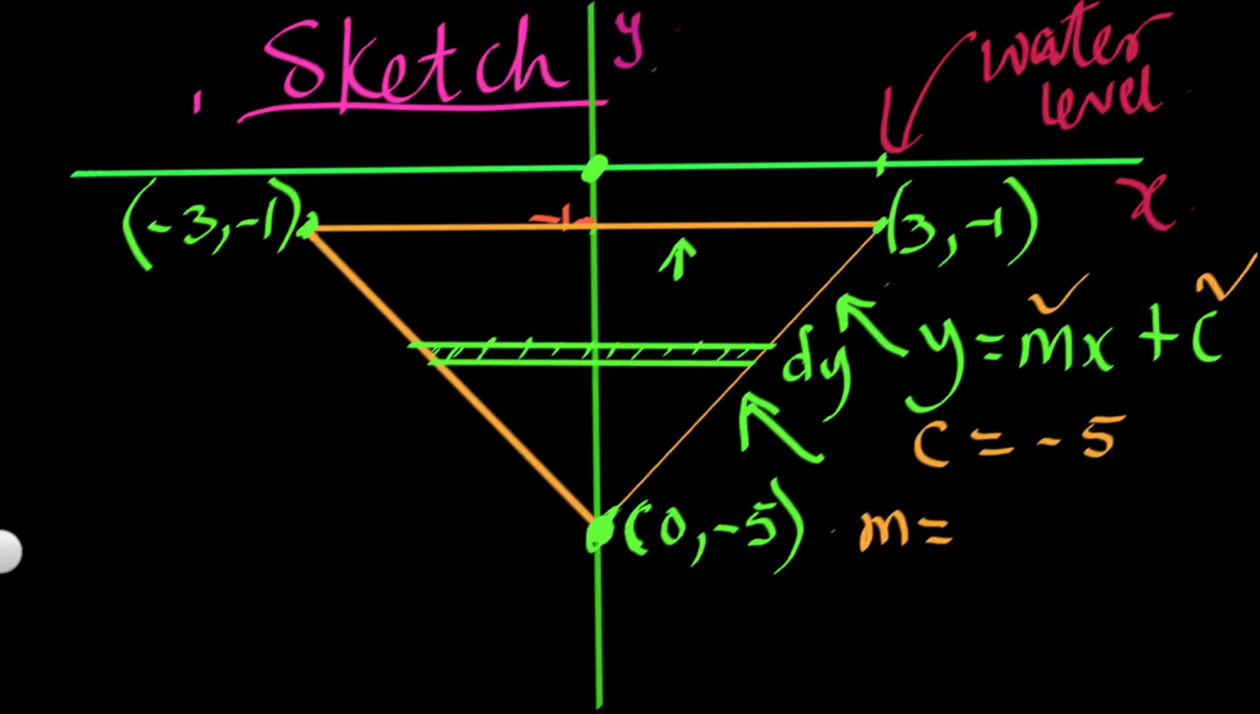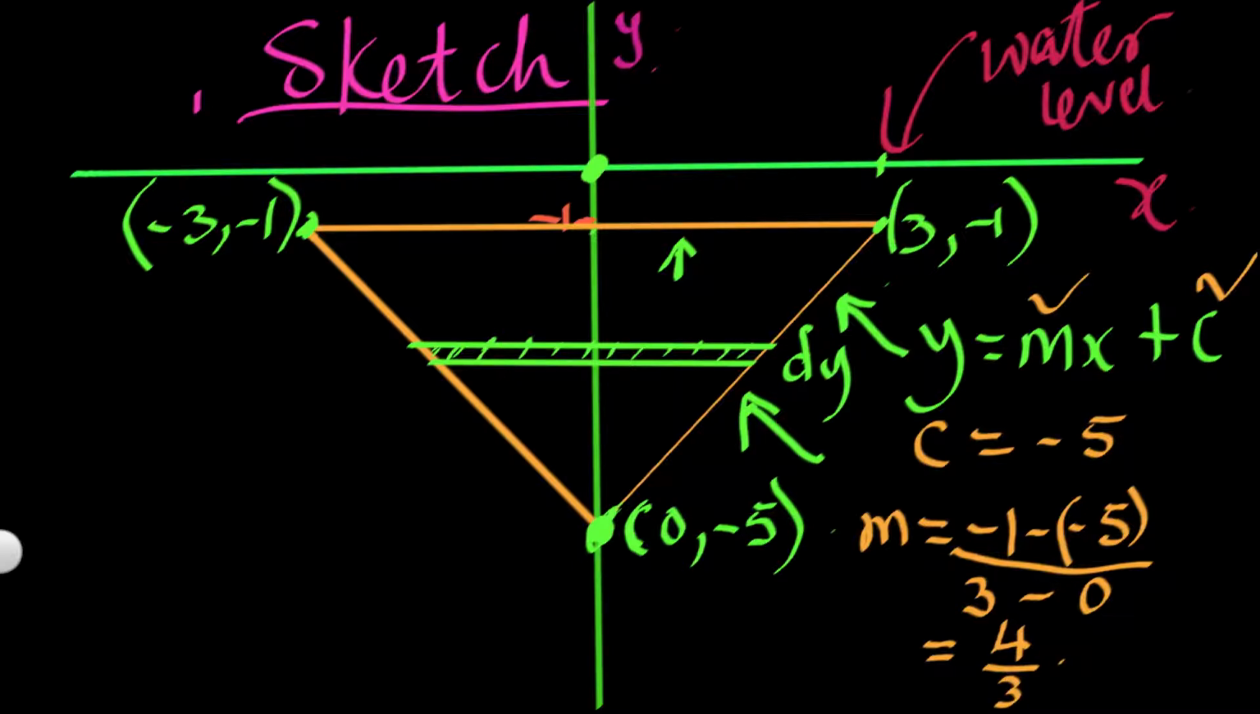M is the change in y over the change in x. So it's -1 minus -5, over 3 minus 0. If we punch it into our calculator, we get M as 4/3. It's a positive gradient. We expected that.